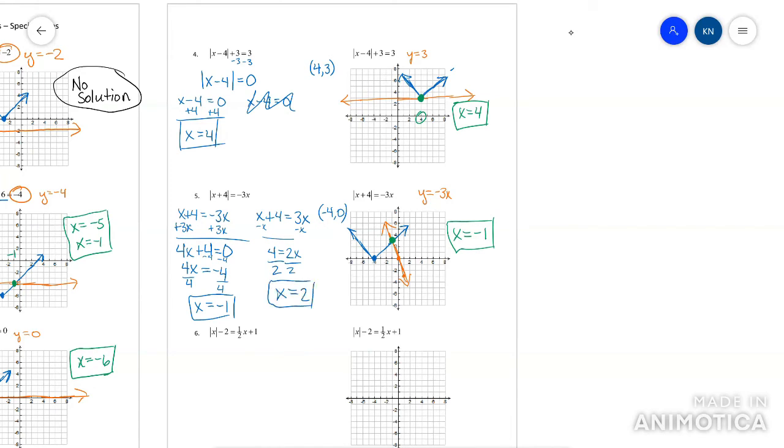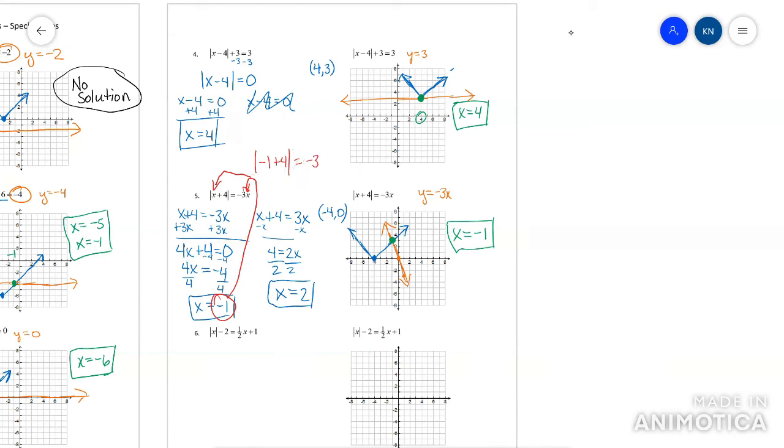Now, with absolute value, you have to check your answers. You really, really have to check your answers. So what I mean by this is take negative 1, plug it in both locations for x. You would get absolute value of negative 1 plus 4 equals negative 3 times negative 1. This side would become 3, this side would become 3. Check. I know that answer is good.